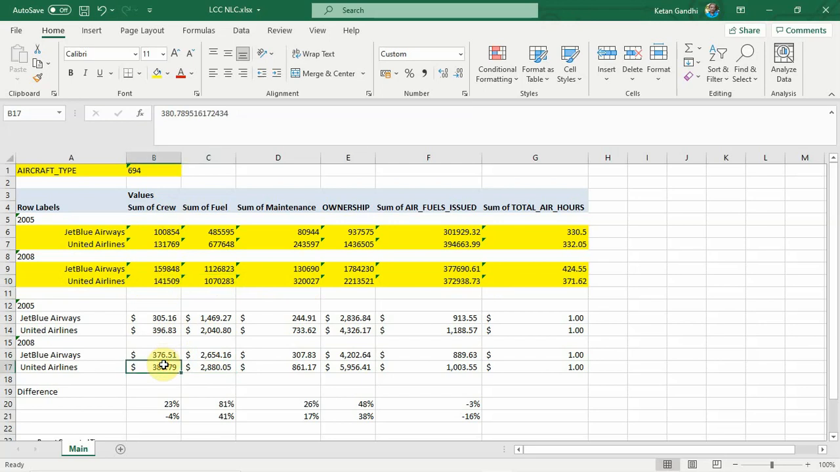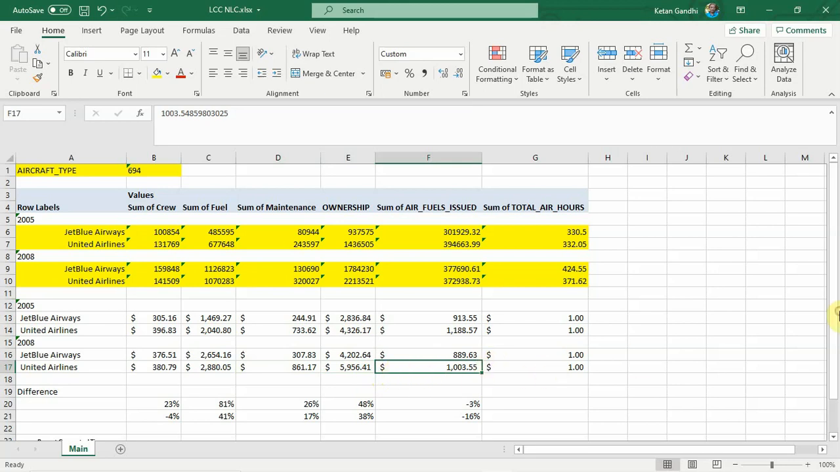So here we were, and so here, fuel consumption, fuel cost was $28,800.5 per hour, and we have the maintenance cost of $8,617.7 per hour, and then ownership cost was $59,000 per hour, and the air fuel issued was $10,000.